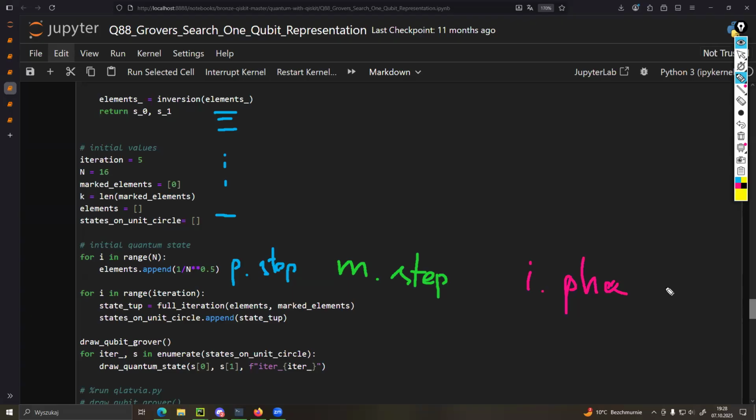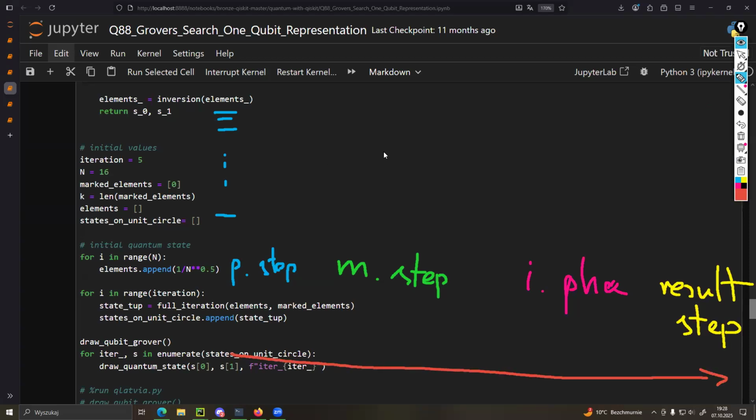So the result step. And this is the time axis of our algorithm. This is how, for example, the gates are applied on the machine.